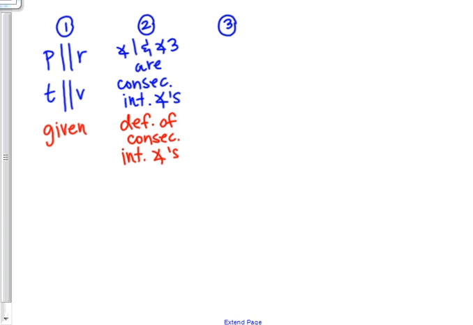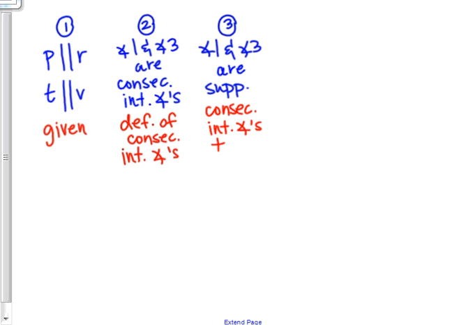I'm going to go ahead and say my step 3, because I know those are consecutive interior angles, I know that those are supplementary. So angles 1 and 3 are supplementary. And that's actually stated in the consecutive interior angles theorem. And I created an if-then statement between 2 and 3, so I can go ahead and draw my arrow.